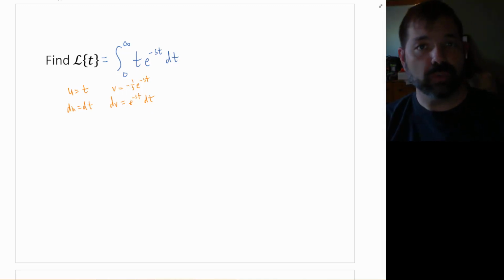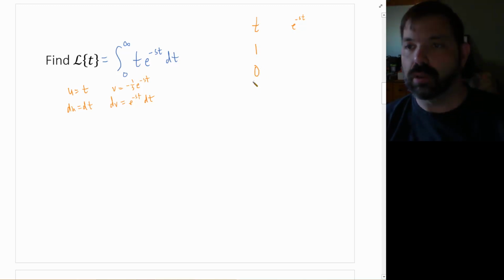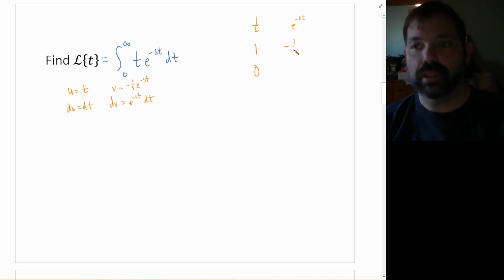Now, another approach to this is what's called tabular integration. So we build a little table here. We start with the t and the e to the negative st. On the left-hand side, we differentiate. T, derivative is 1, derivative is 0. When you get to 0, you're golden. E to the negative st, you integrate that: negative 1 over s, e to the negative st. You integrate that again: 1 over s squared, e to the negative st. And then you multiply diagonally. Multiply, multiply, and every other one you add in a negative.